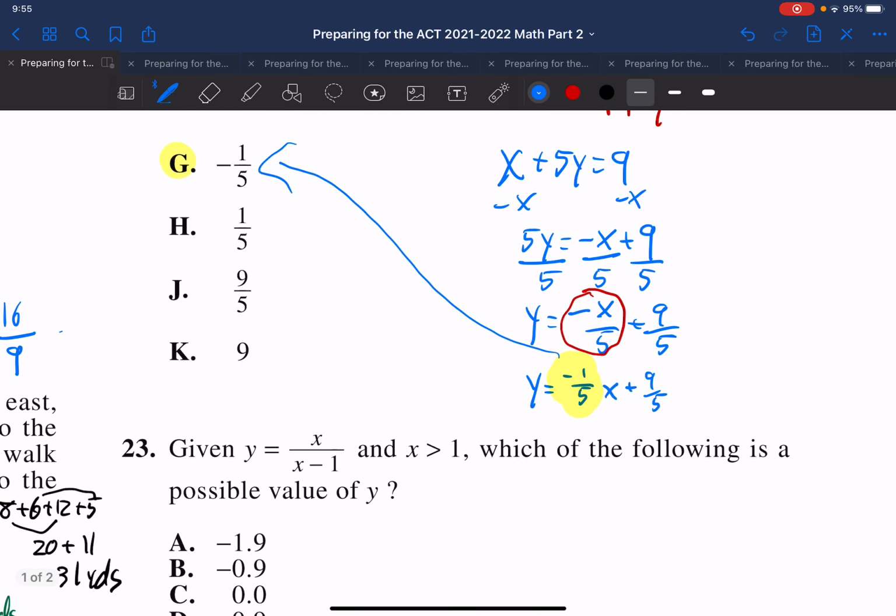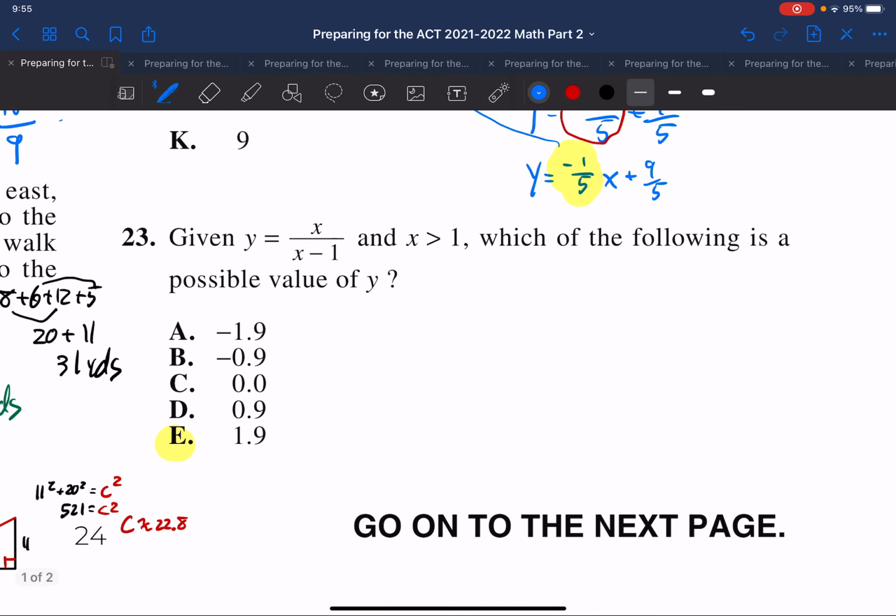All right, 23. Given this formula, y equals x over x minus 1, and x is greater than 1, which of the following is a possible value of y? All right. So we can start trying different numbers here and seeing what works. So let's say that x equals 2. Well, that means y is equal to 2 over 1.